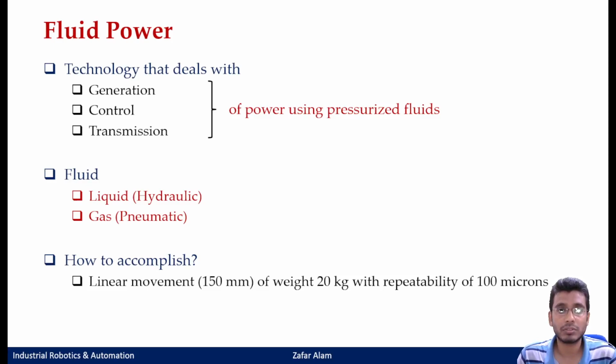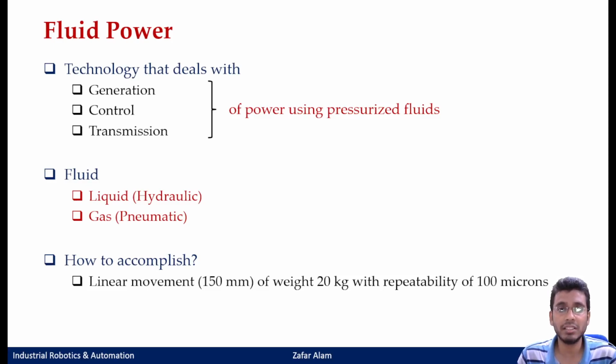Of course, yes, you can have a slide mechanism, ball screw and slides, and all the different types of mechanisms to convert circular motion to linear motion. And only then can you have an accuracy or repeatability of around 100 microns.